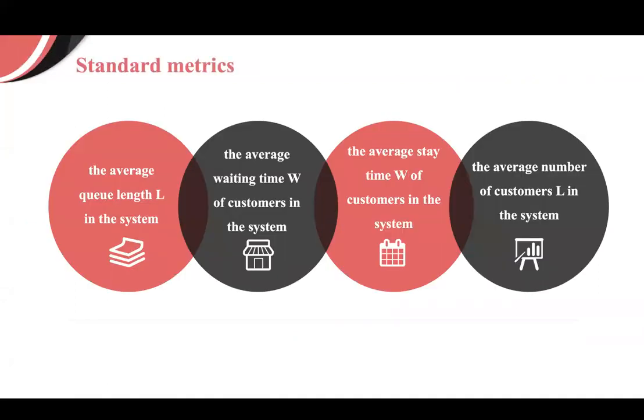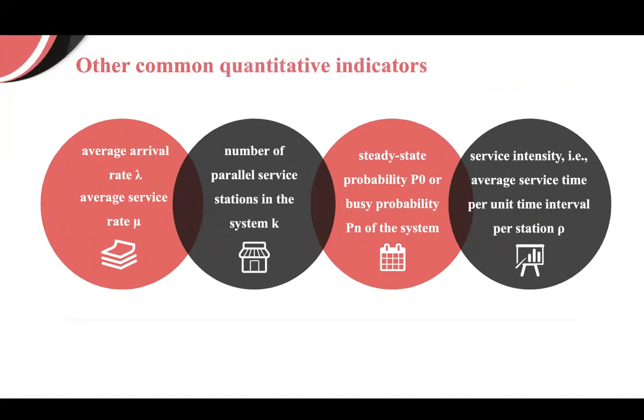Queuing systems have some standard metrics. The leading performance indicators are 4. Other quantitative indicators commonly used in the system are 6 indicators.